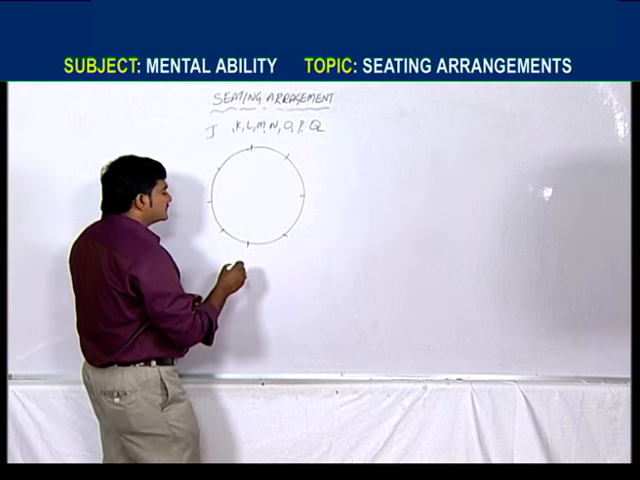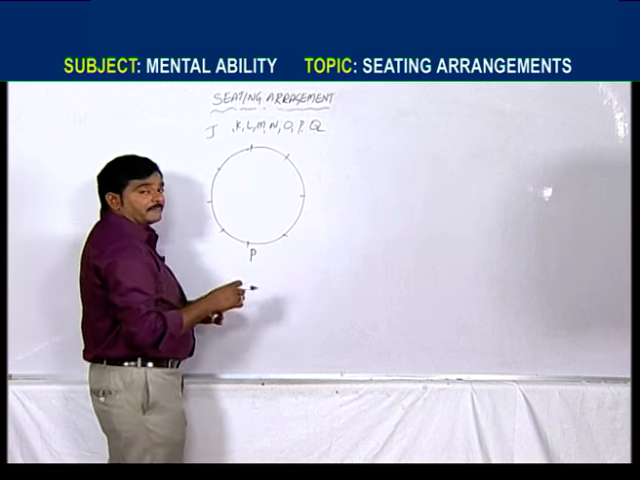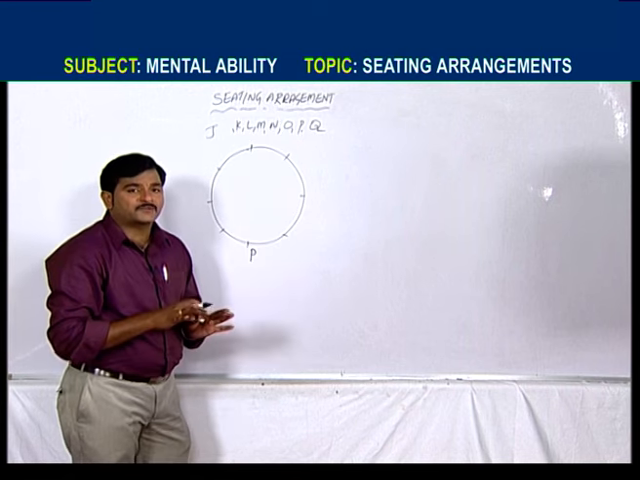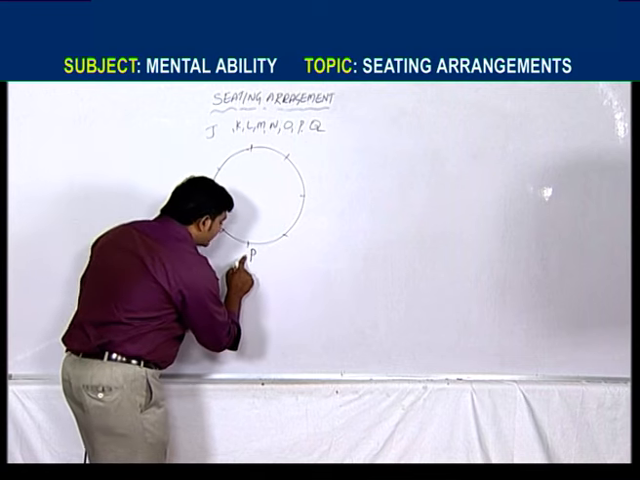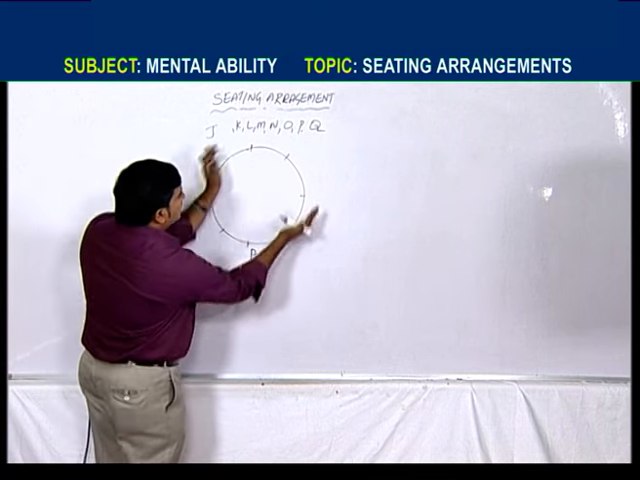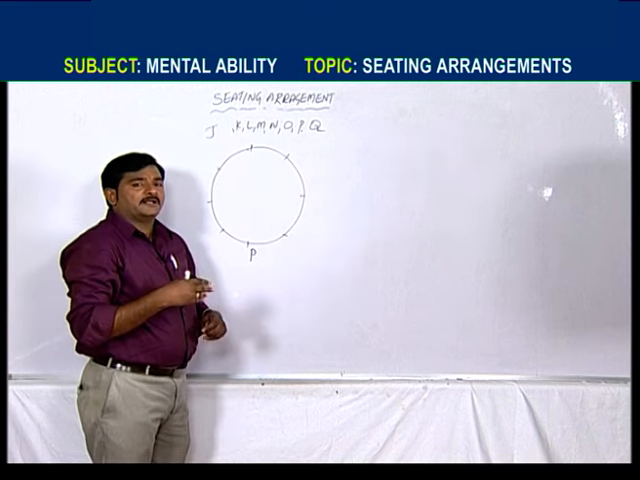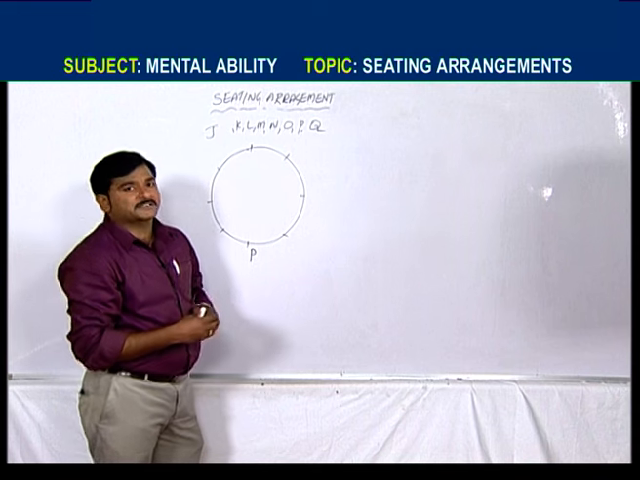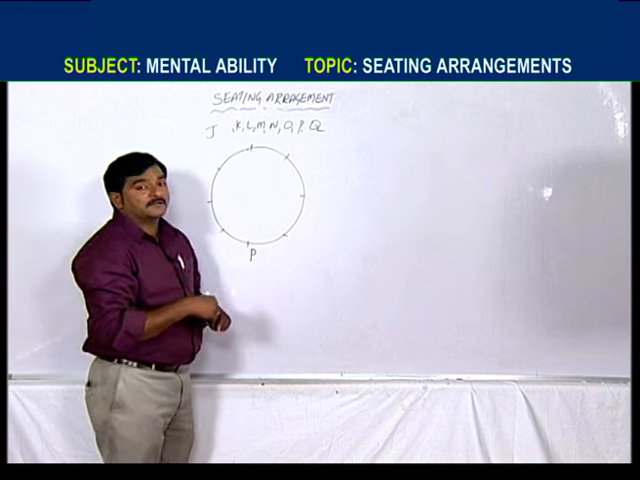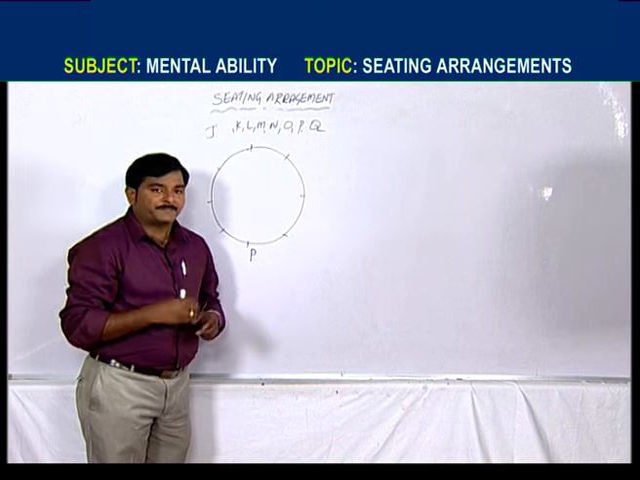I need to arrange P first. Take it wherever you like, here, here, wherever. Wherever you arrange the first object, there is no change in that. With respect to this fixed object, we have to arrange all the remaining objects. Because if I rotate this table, I get different positions. That's why we can take any point as the starting point. That is the advantage in circular arrangement. Now I fixed person P.